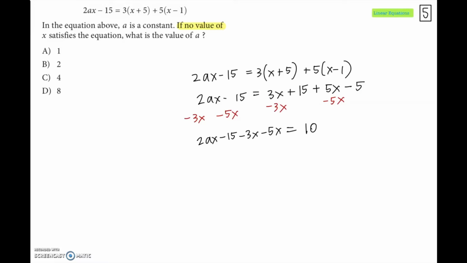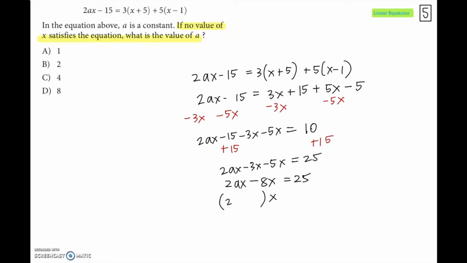And let's go ahead and add 15 to both sides to get this constant term over there. And we'll be left with 2ax minus 3x minus 5x equals 25. So each of these terms has an x in it. And so here's what I'm going to do. Well, I know that minus 3x and minus 5x is going to be minus 8x. And then on the left side, I can actually factor an x out. And I have x times (2a minus 8) equals 25.